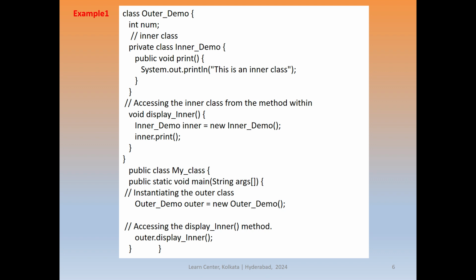After that, my main class is there. Within the main class, I am creating the object of the outer class, and using the object of the outer class, I am calling the method of the outer class.